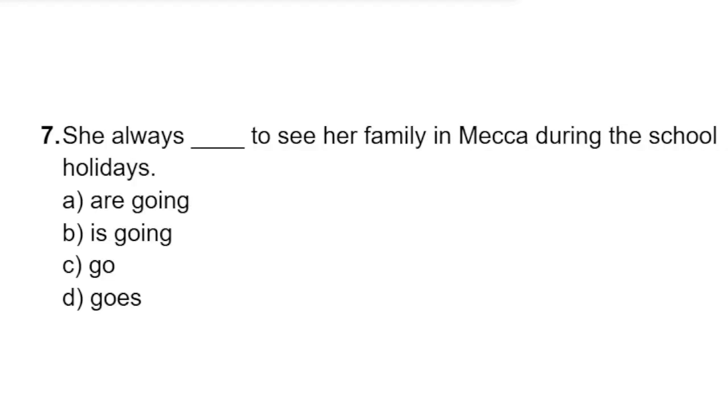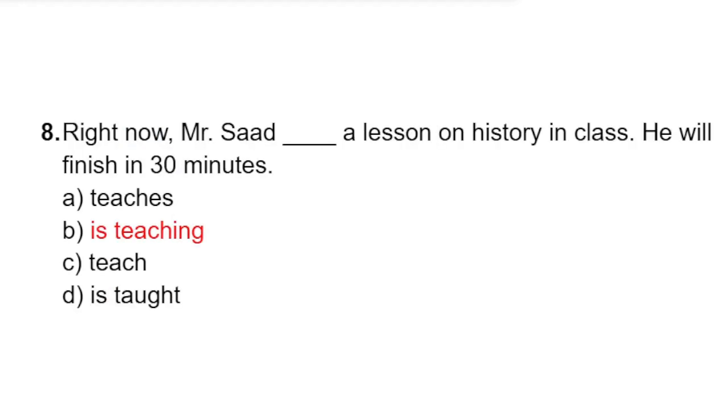Number 7. She always goes to see her family in Mecca during the school holidays. Present simple because of the adverb of frequency always. So a repeated action. Number 8. Right now, Mr. Saad is teaching a lesson on history in class. He will finish in 30 minutes. Clearly, the use of the term right now tells us the action is happening now, so we use the present continuous in this case.